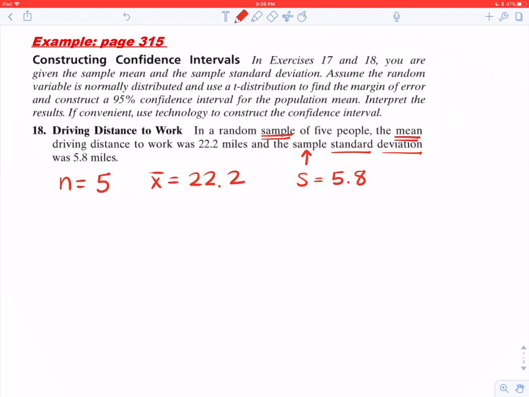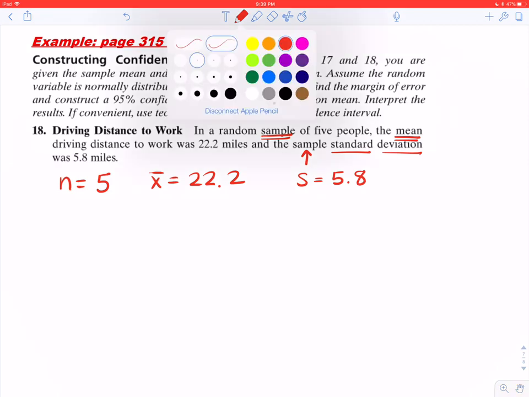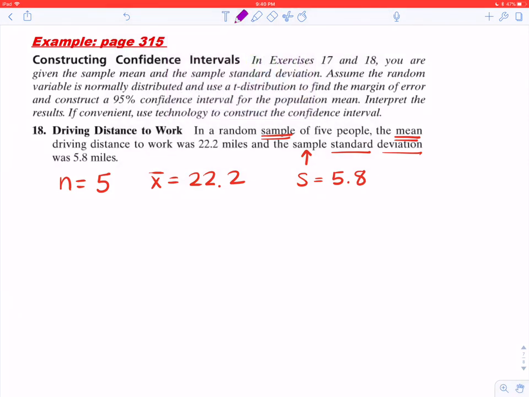All right, now that's going to be very, very important that you can distinguish between sigma and S, population versus sample, because when you only have the standard deviation for a sample, that's when you know to use T. Because again, you've got standard deviation, but it's not for the population, so the value of sigma is not known.